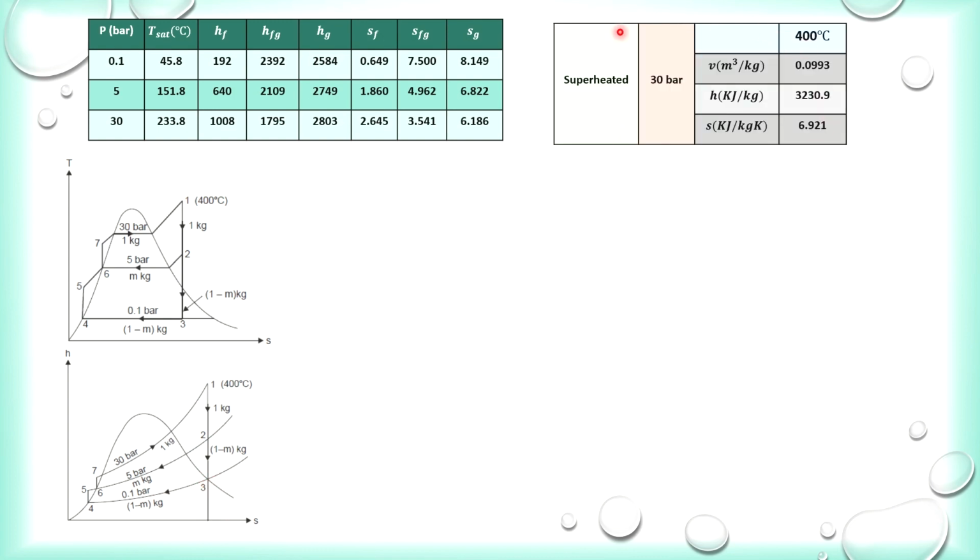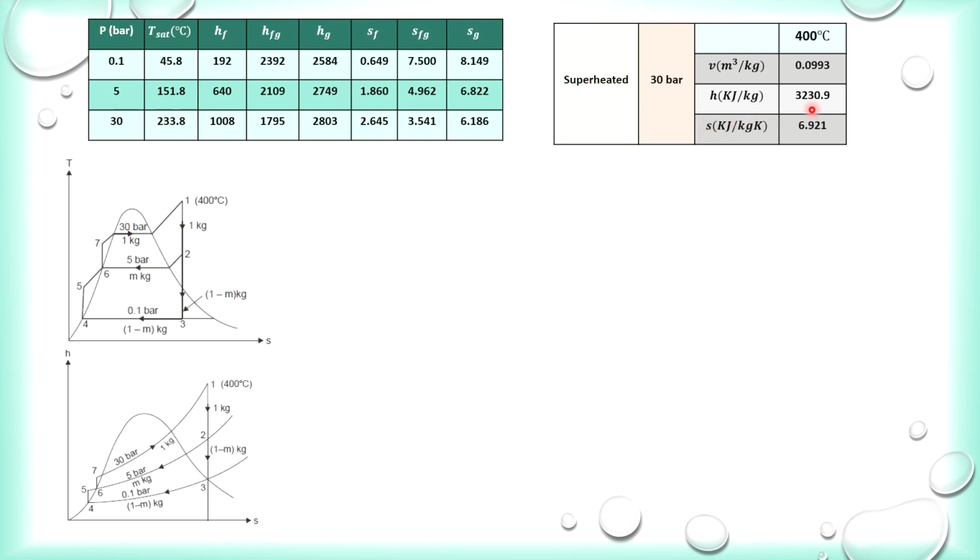So these are the data which have been extracted from the property table as well, based on pressure 30 bar and 400 degrees C, where the condition of the steam is superheated. Okay, so when we compare the normal condition at 30 bar with the superheated condition, you can see that the temperature here is 400 degrees C, whereas the saturation temperature is only 233.8. The given temperature is 400, which is greater than the saturation temperature. So that is why we can justify that the steam is superheated.